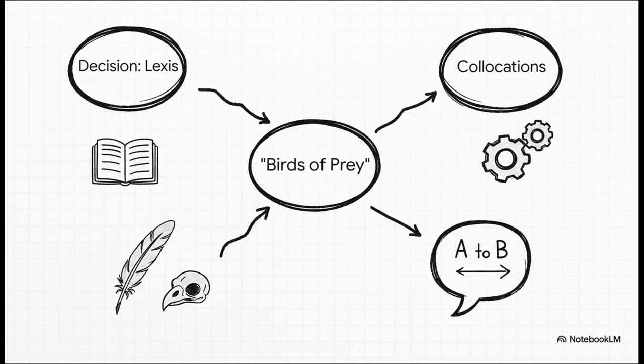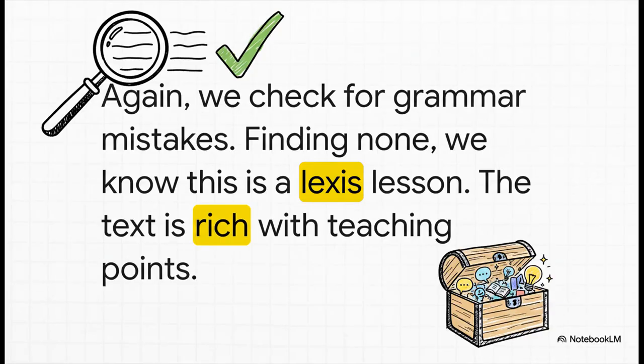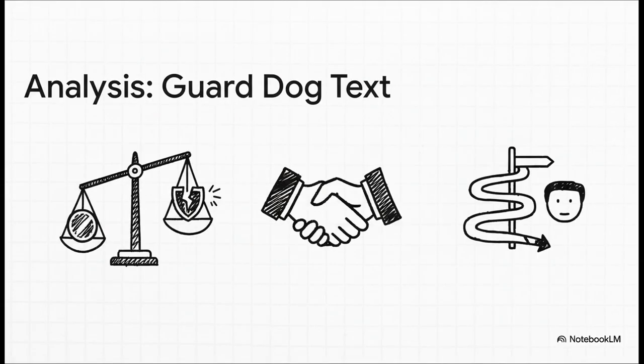We can even pull out super useful phrases like everything from A to B. See how rich that is? Okay, let's try another one. This text is about guard dogs. Let's do a quick scan. Nope, no grammatical mistakes here either. The structure is solid, so we know exactly where this is going. It's another lexis lesson. And just look at how much material we can pull from just these few sentences.